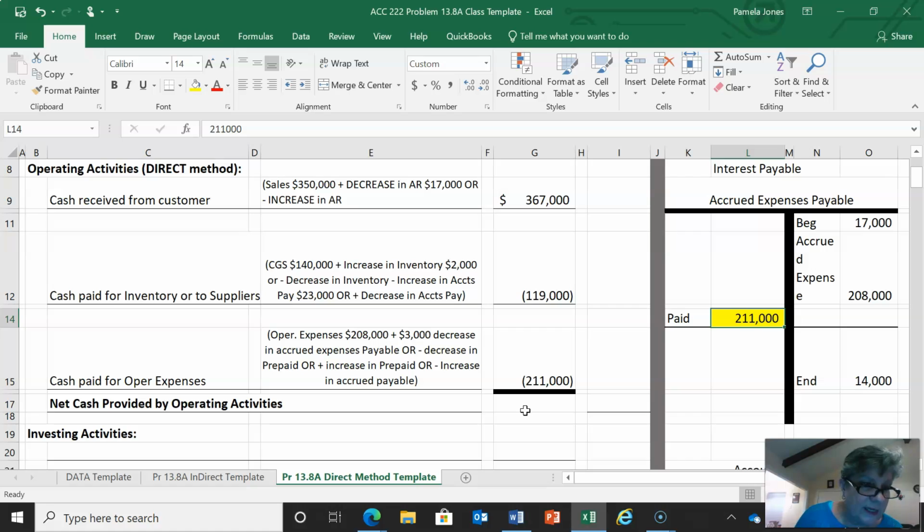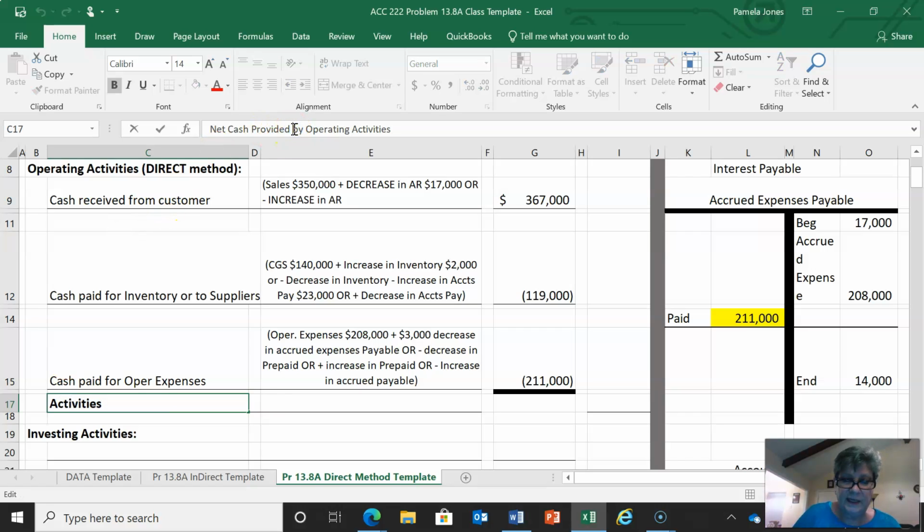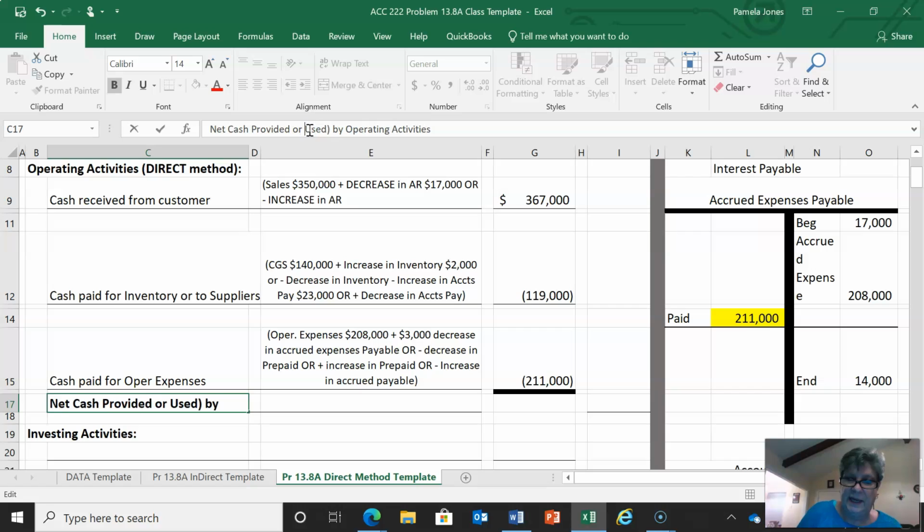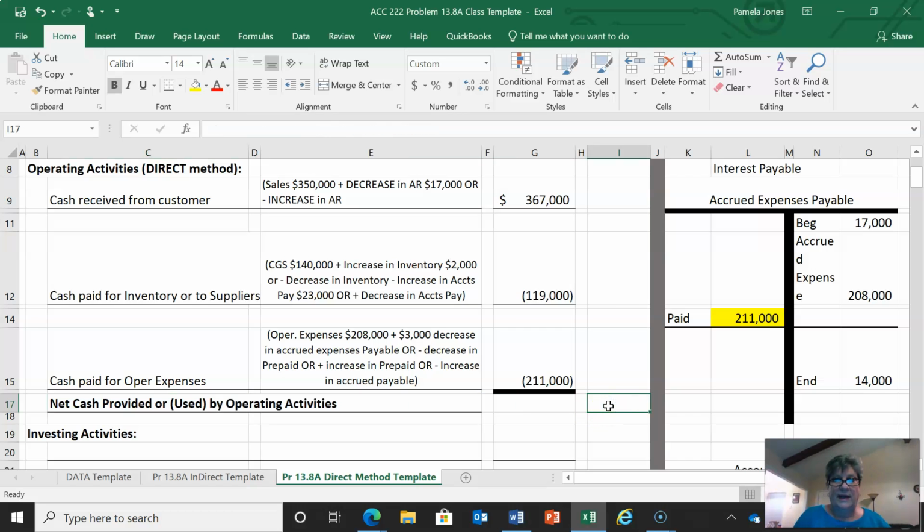All right, the final thing that we need to do here in about a minute is we need to summarize the net effect of this operating activities cash flow. Now, this section can be titled Net Cash Provided or used by operating activities. If the positive amounts are greater than the negative amounts, then we've got cash provided by operating activities. If the negative amounts are greater than the positive amounts, then we've got cash used by operating activities.